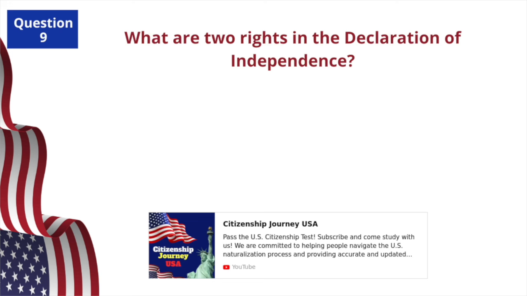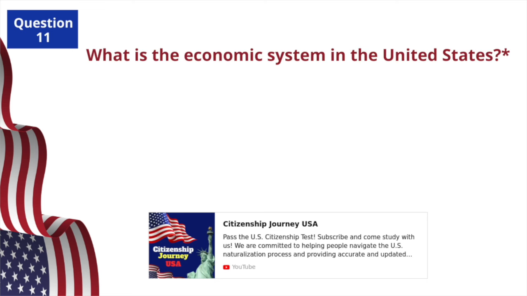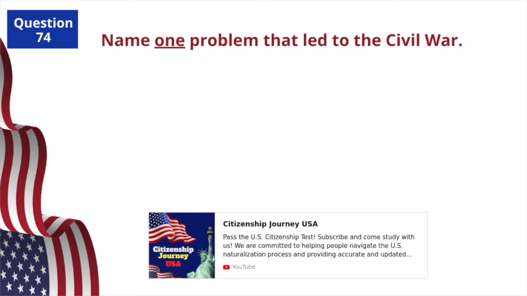What are 2 rights in the Declaration of Independence? Life, liberty. What is the economic system in the United States? Market economy. Name one problem that led to the Civil War. Slavery.